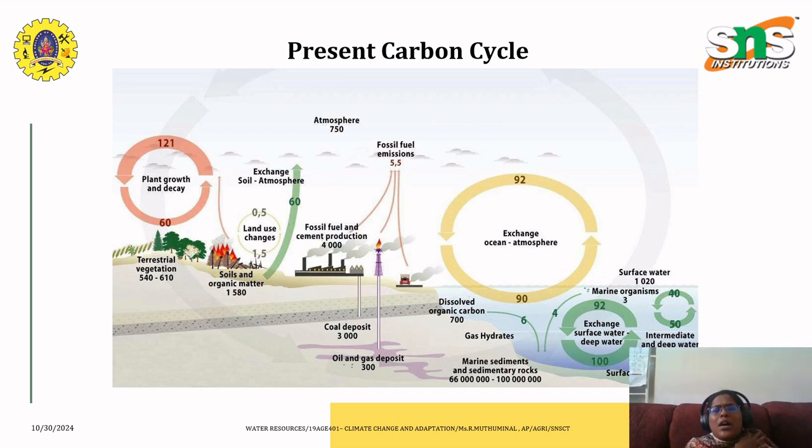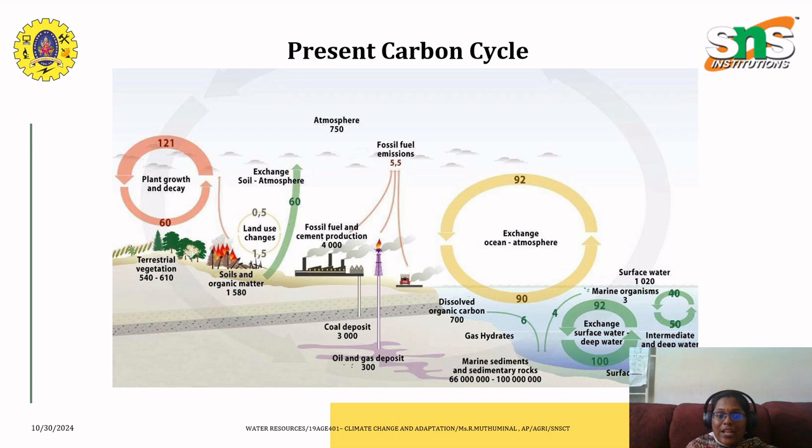I have shown you the present carbon cycle initially. Let us have a small recap here. Under terrestrial vegetation, due to plant growth and decay, the ratio is in a cyclic motion that reaches from 60 to 121. Again, it gets degraded to 60 and again it increases to 121. This is a cyclic motion.